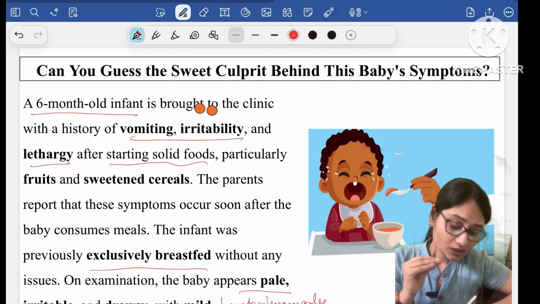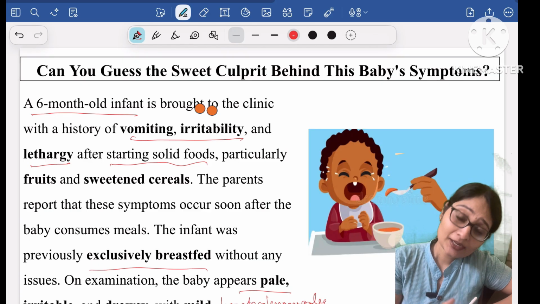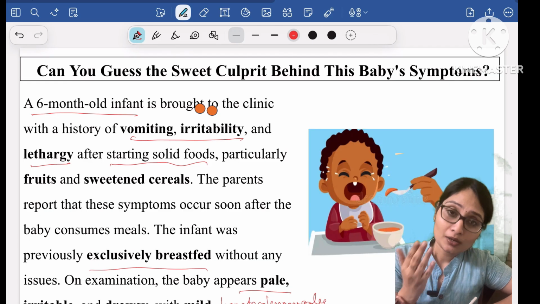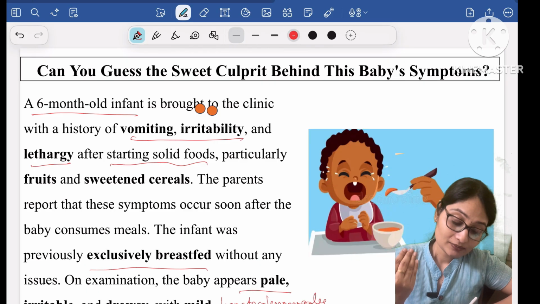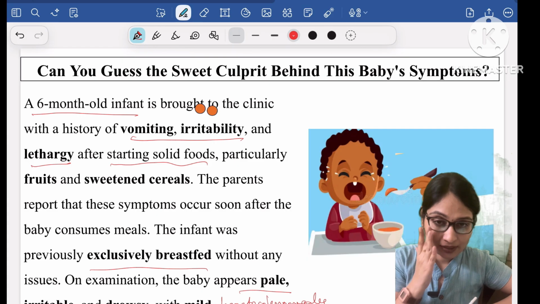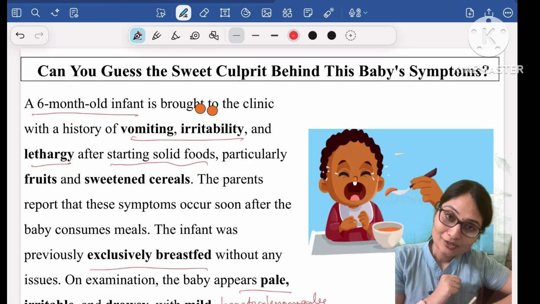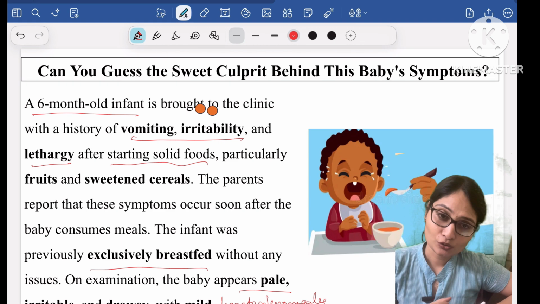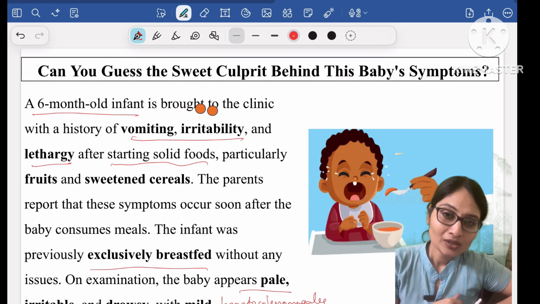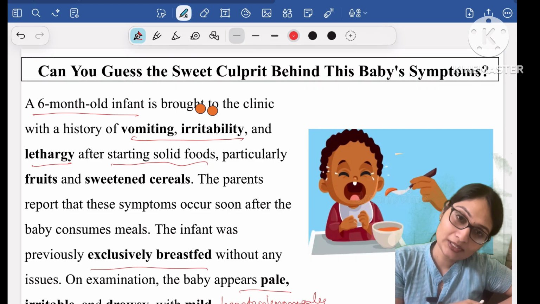So the baby was previously breastfed, and as long as the baby was breastfed, the baby was doing fine. But later on, when the baby was put on supplementary feeds, it started developing features of hepatomegaly, which is enlargement of the liver, and in addition the baby also had vomiting, irritability, and lethargy. Fine, so these are the pointers. Now can you guess the culprit behind these symptoms? Which of the metabolites or substrates that we discussed so far was involved in this disease? Yes, fructose. There should be something wrong with fructose metabolism, which resulted in all these issues, right?